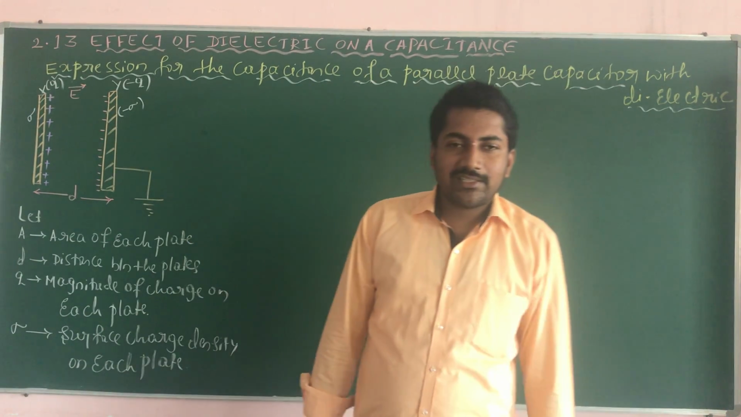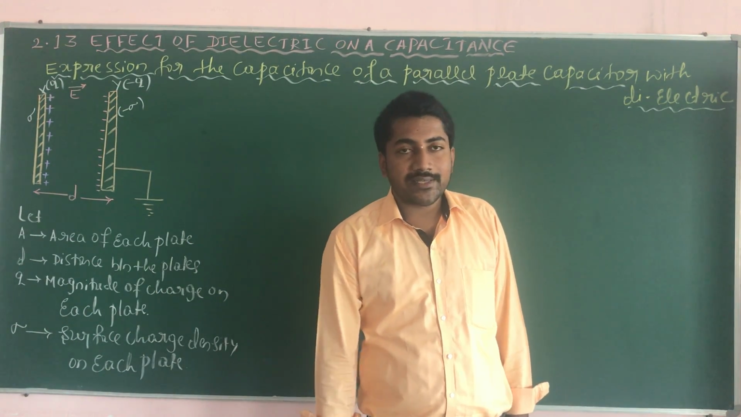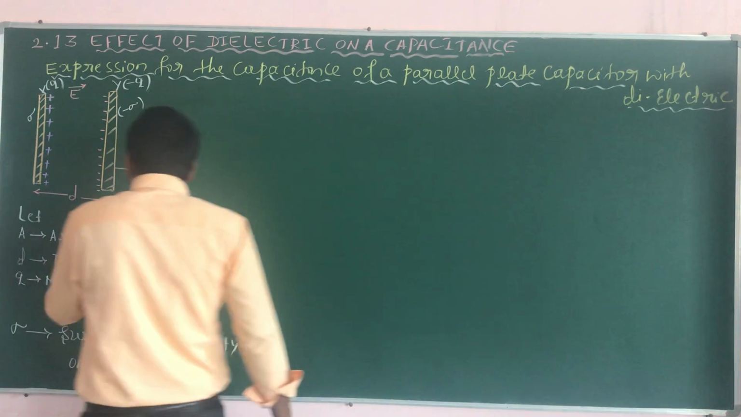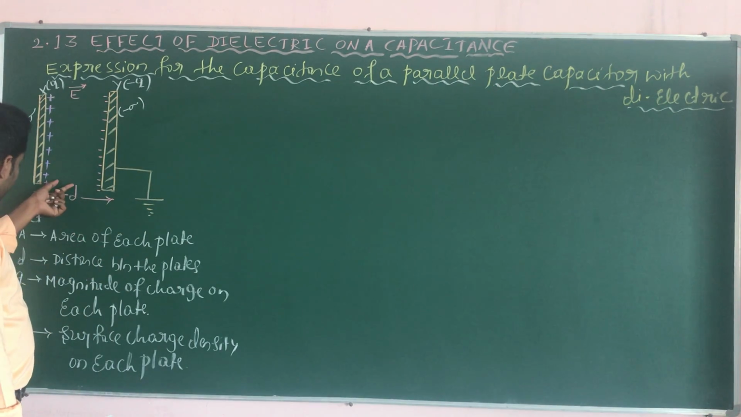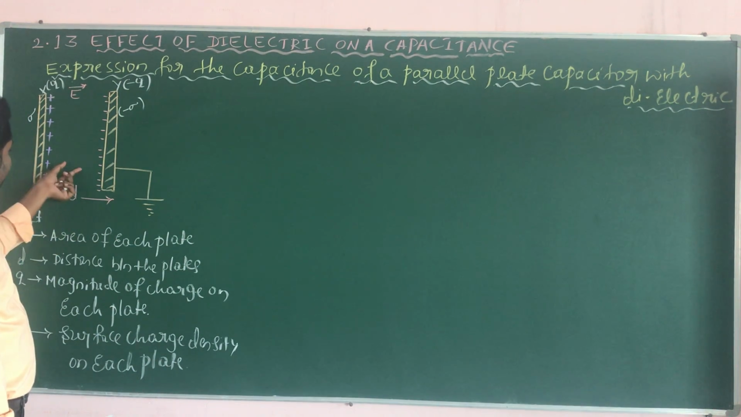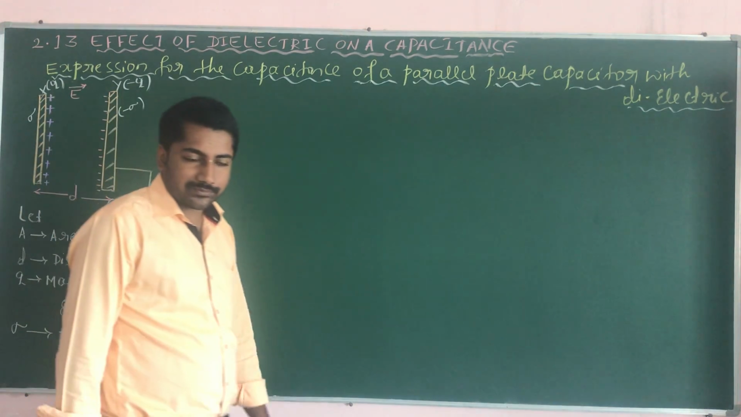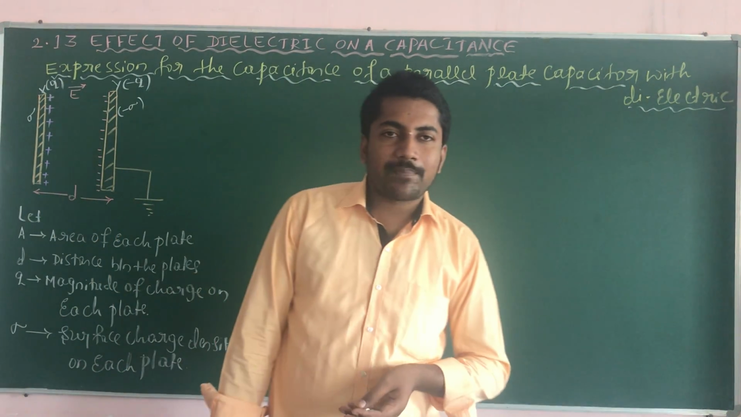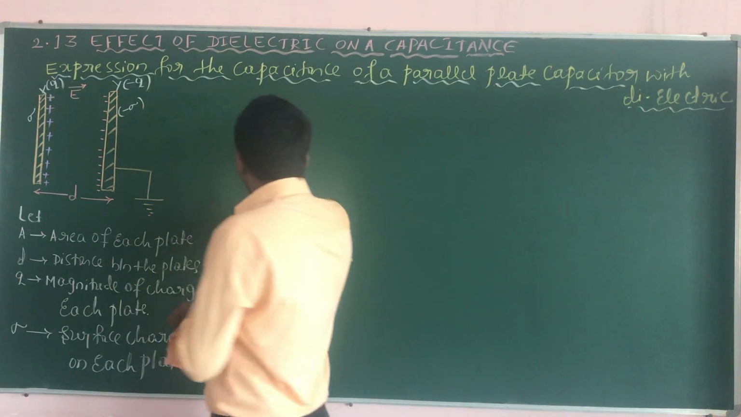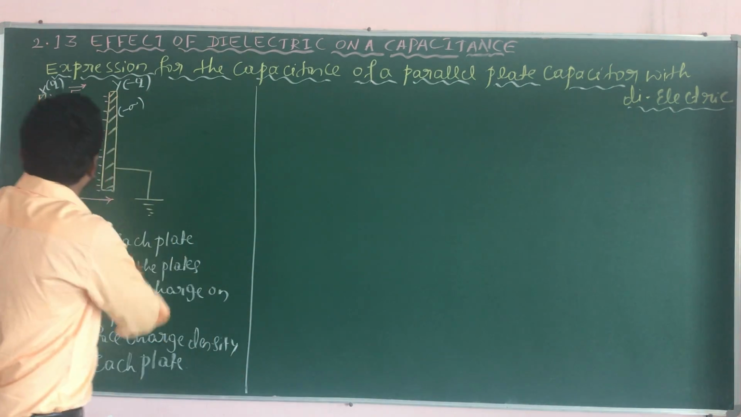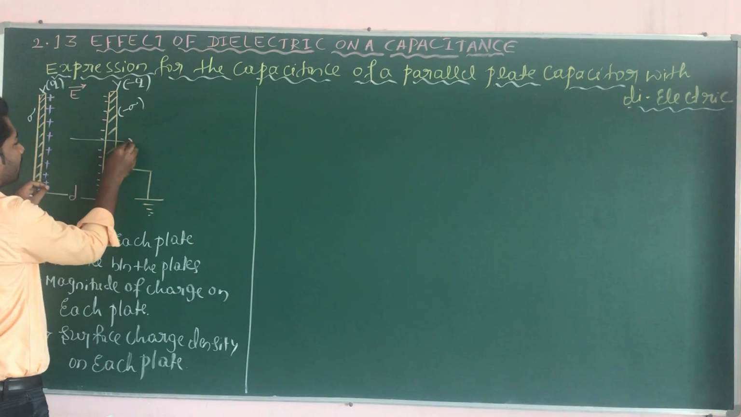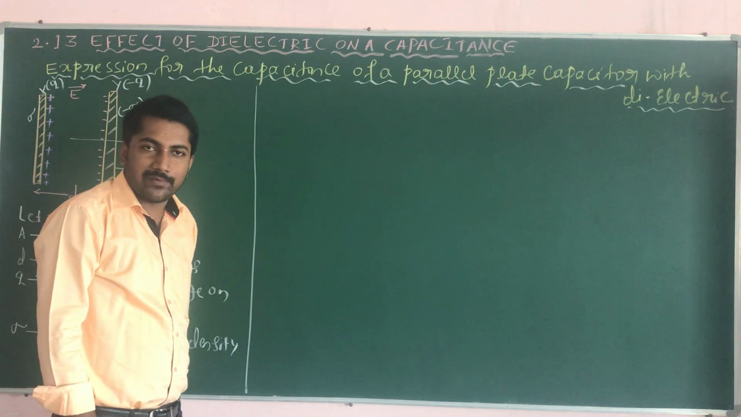Surface charge density means the charge distributed per unit surface. The capacitance of a capacitor formula is C equals Q divided by V. Initially we consider that the space between these two parallel plates is filled with a vacuum or air.